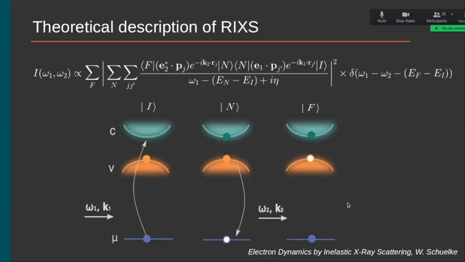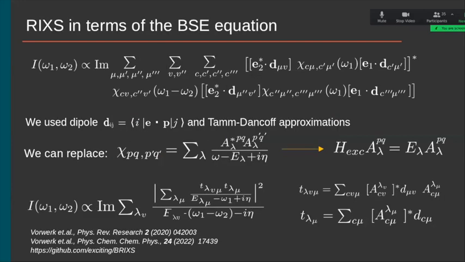So of course we cannot solve this because here we have the many-body final, intermediate, and initial states. So we should represent this equation in another way, where we can replace it by some ingredients that we can obtain, for example, from the solution of the Bethe-Salpeter equation. And this is what I show here.